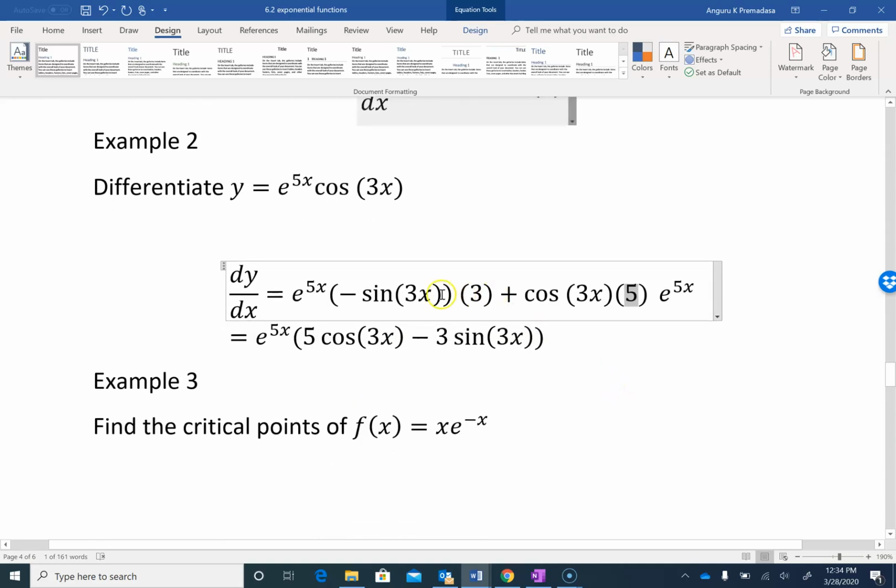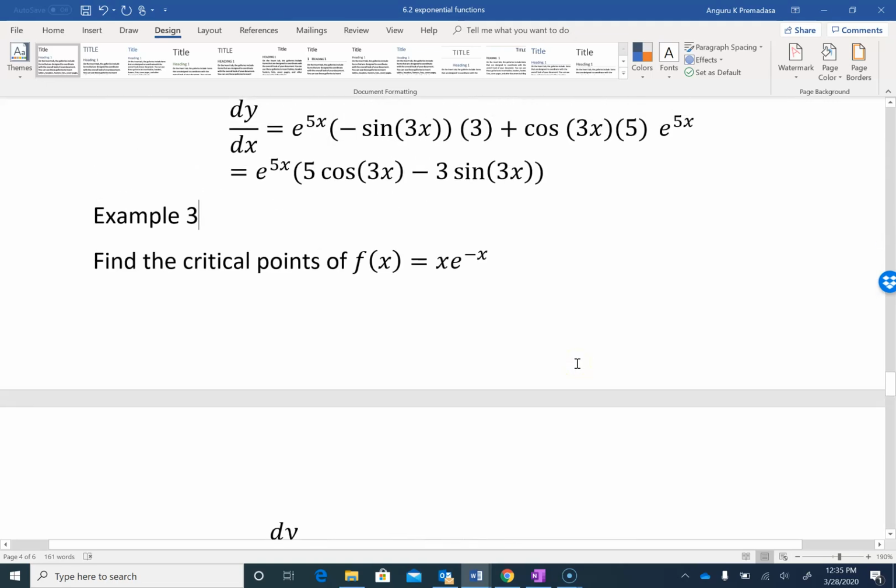All right. We are done with the derivatives, but we can take out e to the 5x. From the first part, if you take out e to the 5x, you're left with a 3 and a sine 3x, with a minus. From the second part, you get 5 times cosine 3x. So e to the 5x is outside, and you get 5 cosine 3x minus 3 sine 3x. Okay, that is your answer.